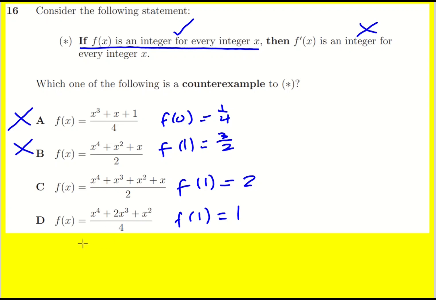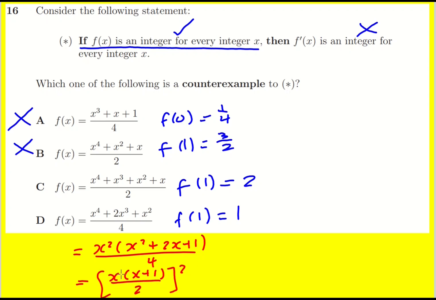For D, what we could do is factorize out an x squared and write it as x squared times x squared plus 2x plus 1 over 4, and then write it as x times x plus 1 over 2, all squared. Now, if x is even, this will be divisible by 2, so it will be an integer. If x is odd, then x plus 1 would be even, and this would be divisible by 2. So I know that C and D are going to satisfy this first condition. Now we've just got to investigate the derivative.